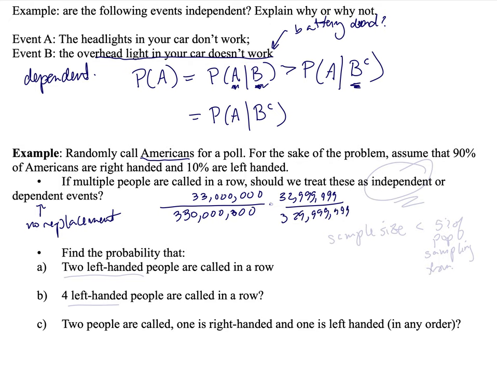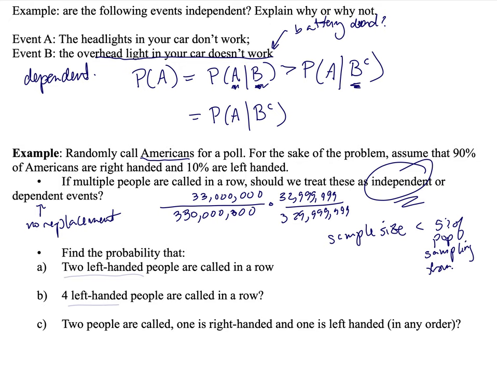But the amount that that probability has changed is so small that we can basically think about these as independent events, because the difference in probability is so minor, and the math is so much easier if we assume independence. So basically, if the sample size is less than 5% of the population that we're sampling from, we can assume that the events are independent, and that's typically how it's done in practice.